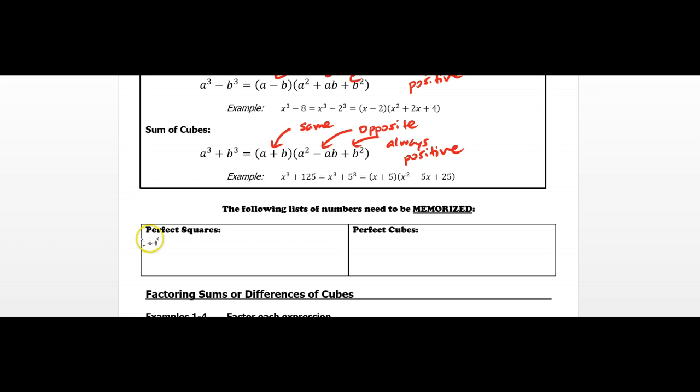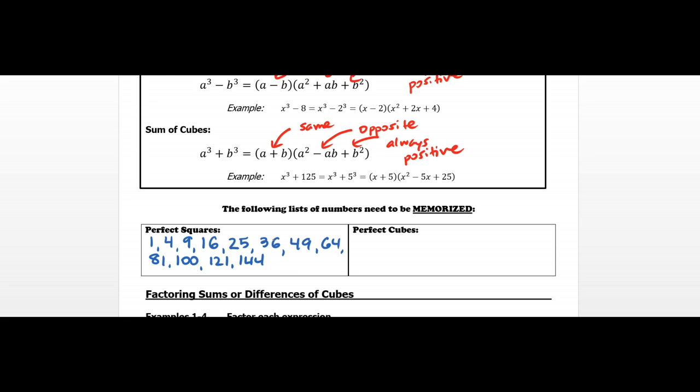1 squared we know is 1. 2 squared is 4. 3 squared is 9. 4 squared is 16. 5 squared 25. 6 squared is 36. 7 squared is 49. 8 squared 64. 9 squared 81. 10 squared 100. 11 squared 121, 12 squared 144. So those are your first 12 perfect squares.